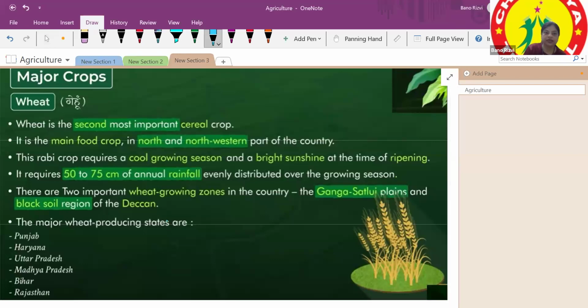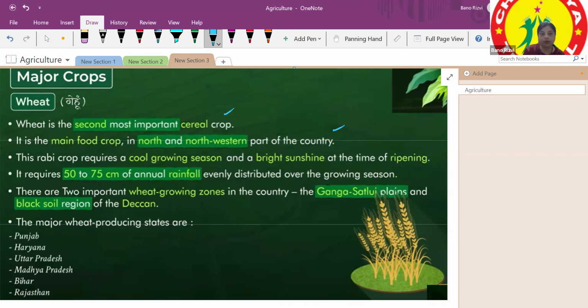Okay, now wheat is the second most important cereal crop. Everybody in our country, mostly all over the world, eats wheat as bread, or we use roti, and it is a main food crop in the north and northwestern part of the country. Mostly in Punjab, they eat roti first, okay, and then they will have rice if they want to. That is because the main crop there is wheat.